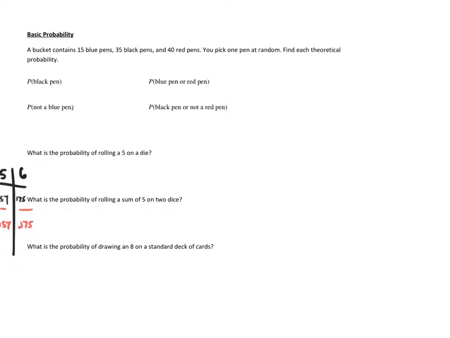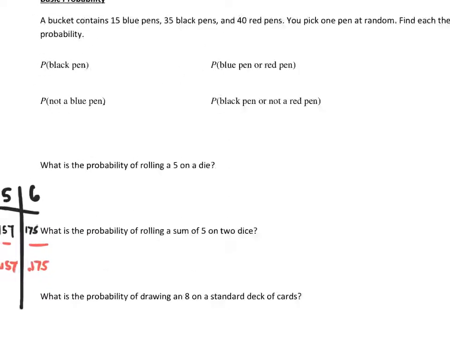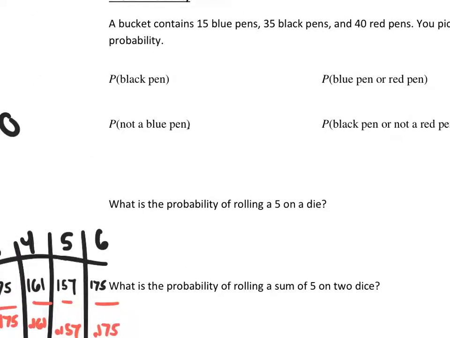So theoretical probability is what you most are accustomed to when talking about probability. In a situation like this, to where a bucket contains 15 blue pins, 35 black pins, 40 red pins, you pick 1 pin at random, find each theoretical probability. Notice that they're using that notation there, such as P of black pin. So that's asking what's the probability of getting a black pin.